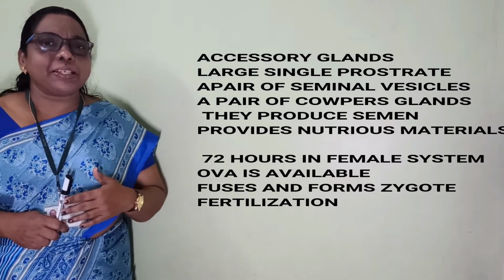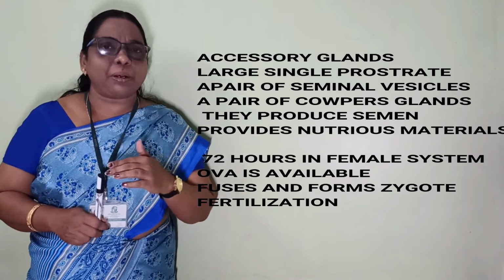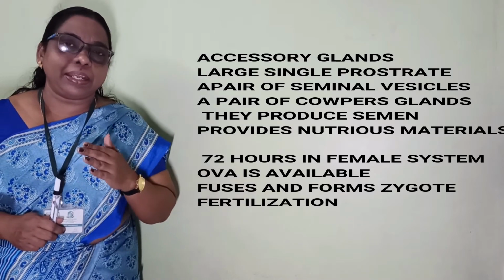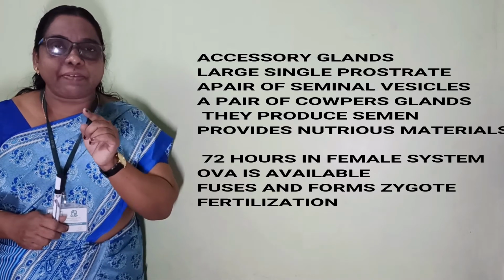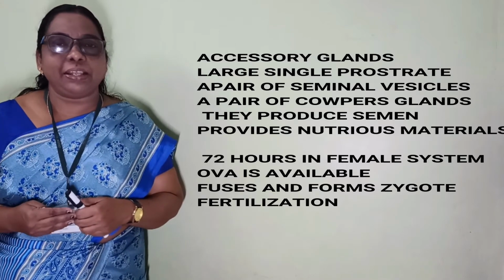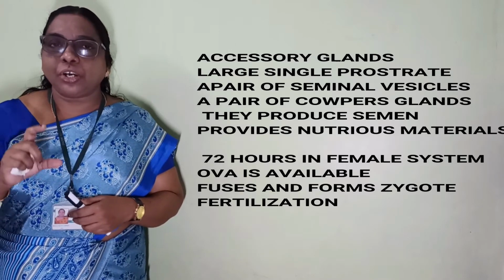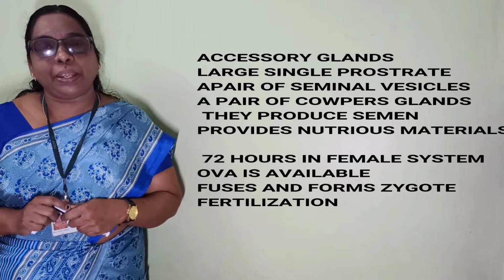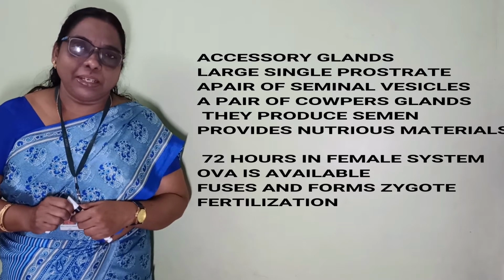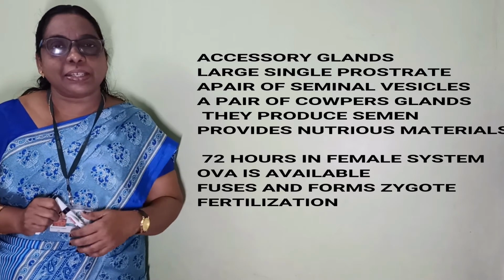Let's come to the lifespan of the sperm. Once the sperm reaches the female reproductive system, it can stay there for 72 hours. At that time, if the ovum is ready in the female reproductive system, the sperm will fuse with the egg and form the zygote. That will be discussed later.